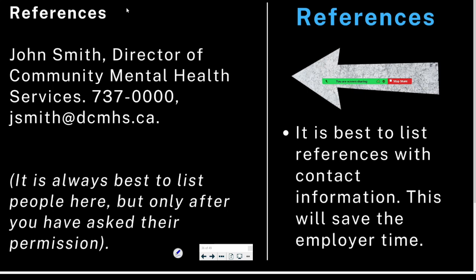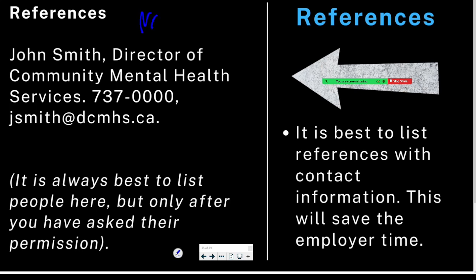Your references. It's always best to list people here, but only after you've asked their permission. You can say references available upon request, but I think it's best to have a person in mind that you can list. If you list a reference with contact information, that's going to save the employer time and help get you hired faster. Don't list somebody if you haven't asked their permission. But if you've received that permission, then by all means, put their name, their current job title, and their contact information.